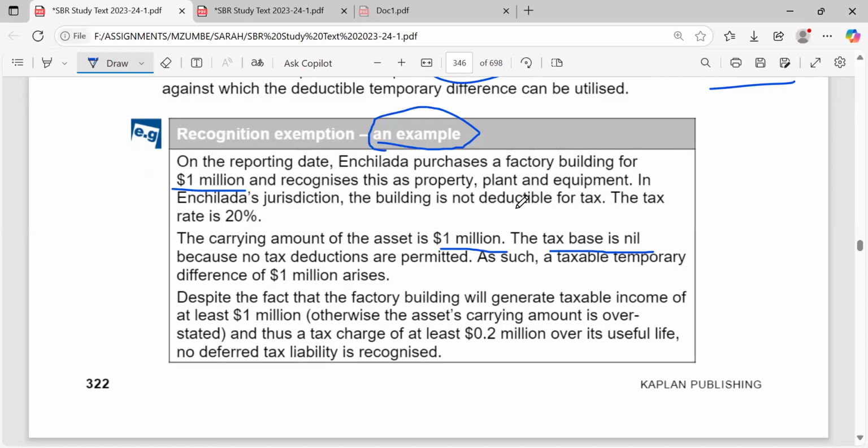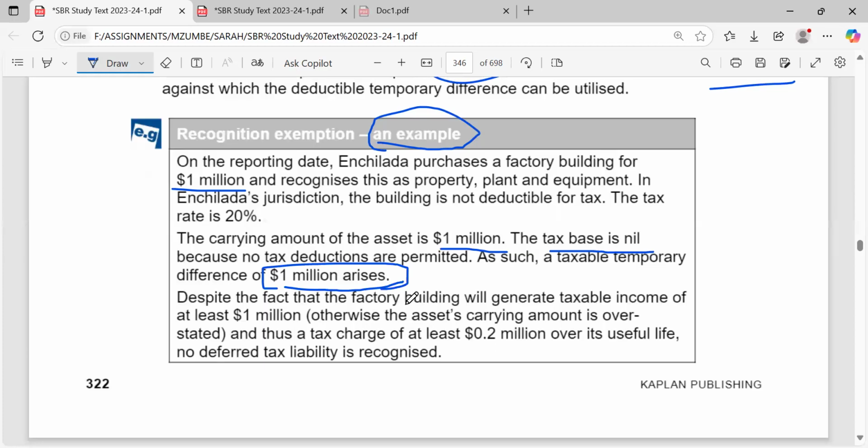So if it's not deductible, it means all its depreciation is not deductible, and so we cannot recognize the worth of this asset, right? So that's why you say the tax base is nil, because no tax deductions are permitted. As such, a taxable temporary difference of $1 million arises, right? You see that it has arisen as $1 million here. The temporary difference is carrying amount minus tax base, right? Carrying amount of $1 million, tax base is nil, the difference is still $1 million minus zero, right?